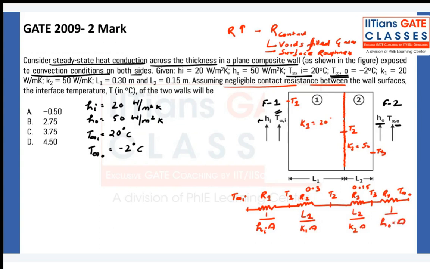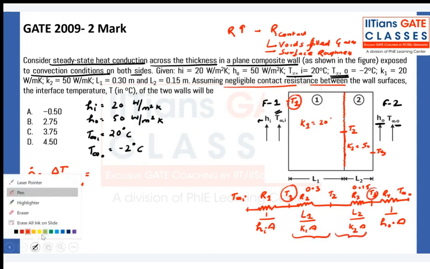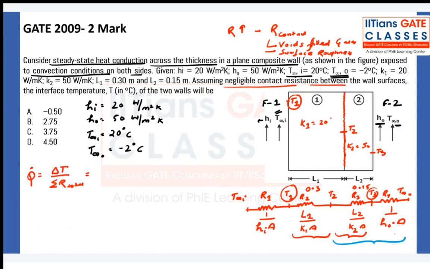Now area is same. So can I write here Q dot is equal to the total temperature difference upon total resistance? And because I need to find the interface temperature, I do not know this temperature, so I cannot take just this. So what can I do? Either I can take these two temperatures or I can take these two. So let me take the first two, which one? T infinity i minus T2. Because if I take only this one, no.